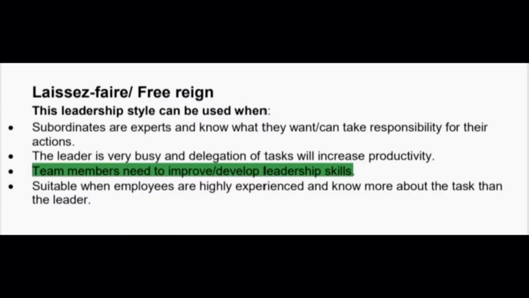Now we go to free rein. What is free rein? Free rein, or laissez-faire, is a leadership style used where team members need to improve or develop leadership skills. They need to improve or develop leadership skills.